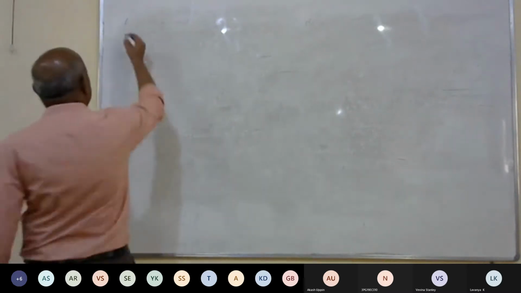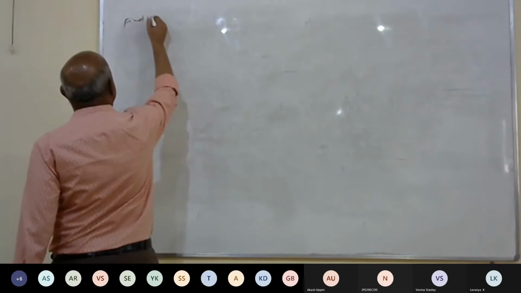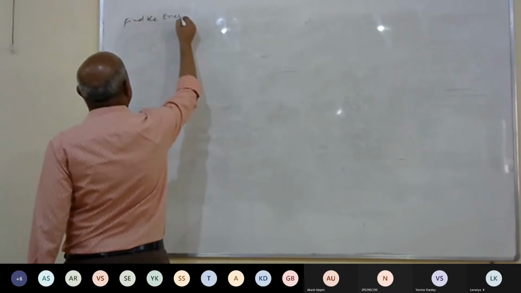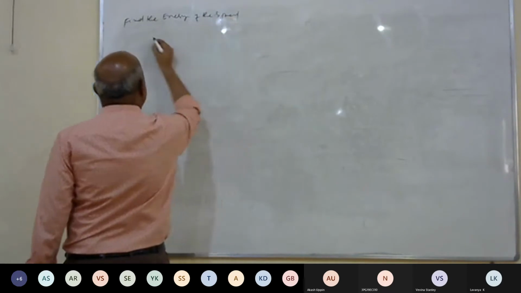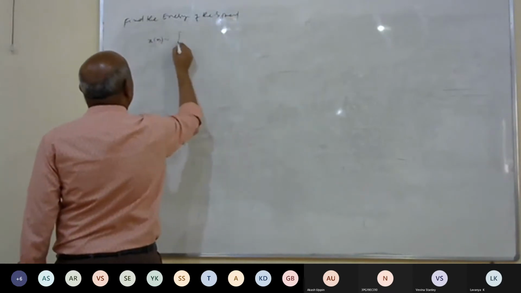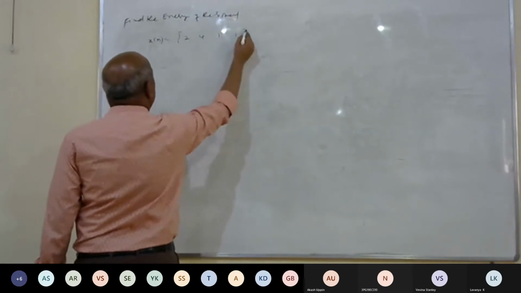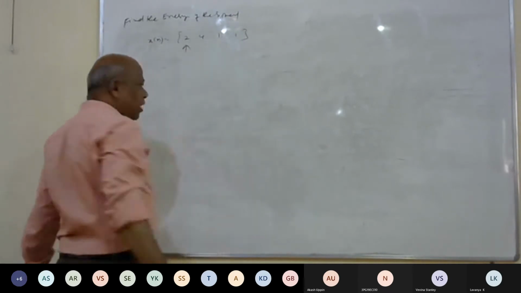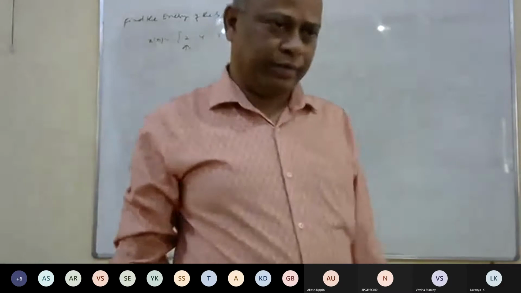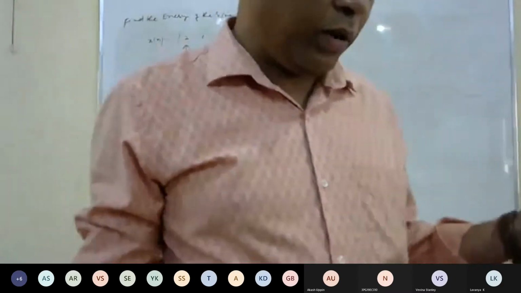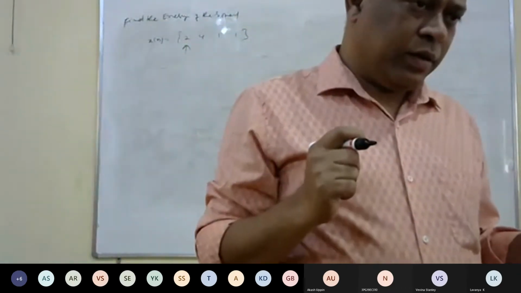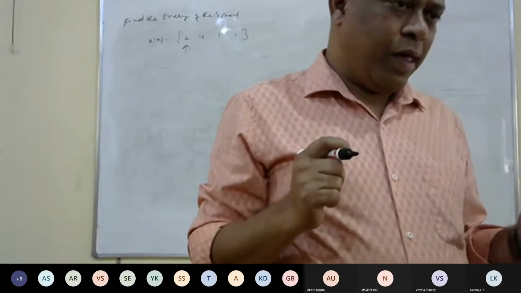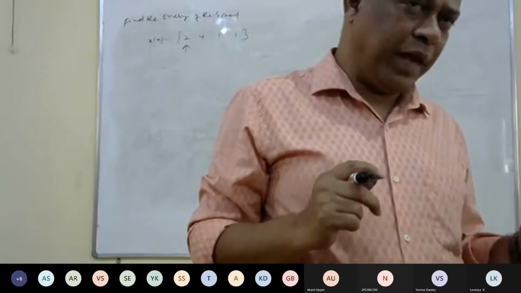Suppose we are given this: find the energy of the signal x of n is equal to 2, 4, 1, 1. This arrow mark indicates the 0th point. The right side of it is all positive time. The left side of the arrow mark is the negative time.